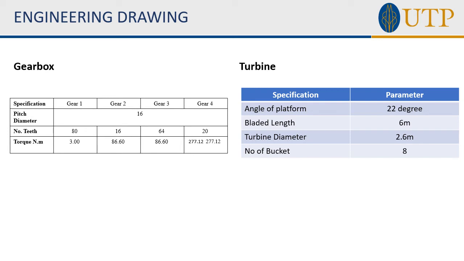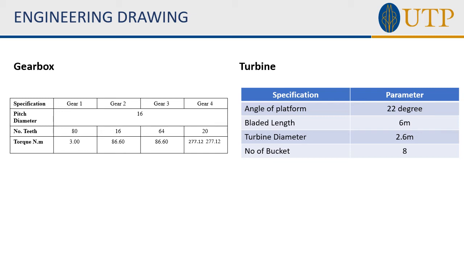Here are some of the specifications that we have done in this project. One is for the gearbox and the other one is for the turbine. Within the gearbox, the specifications are the pitch diameter of the gear and the number of teeth. The number of teeth is important as we need to manipulate our rotational speed of the shaft so that it will be suitable for the generator to generate our required output.